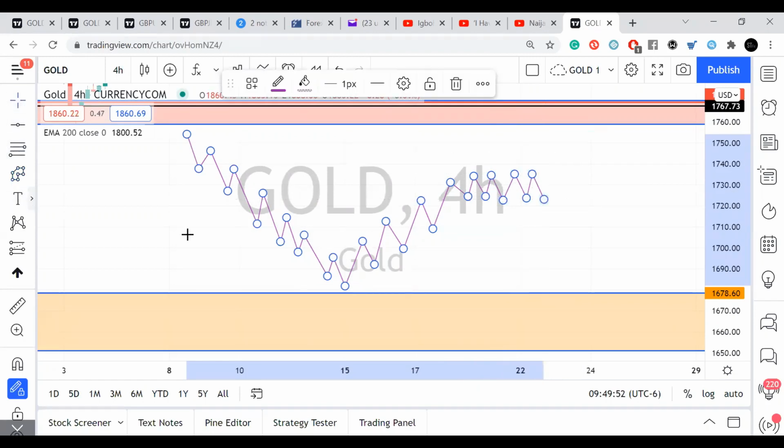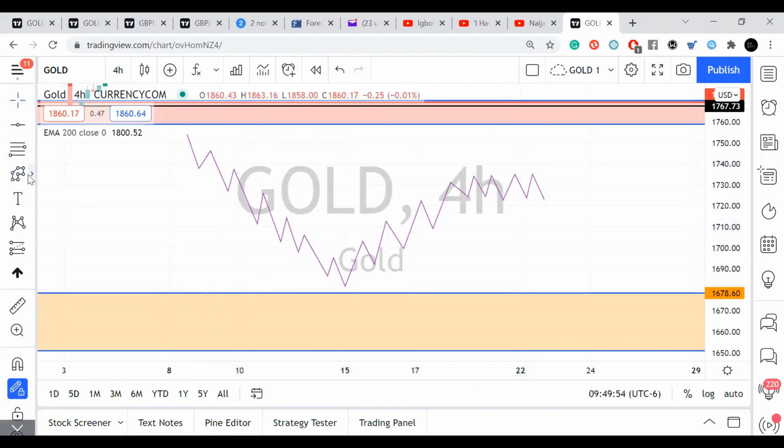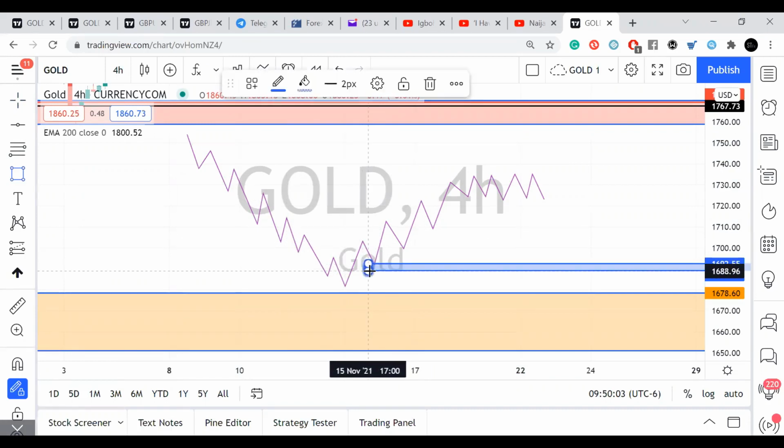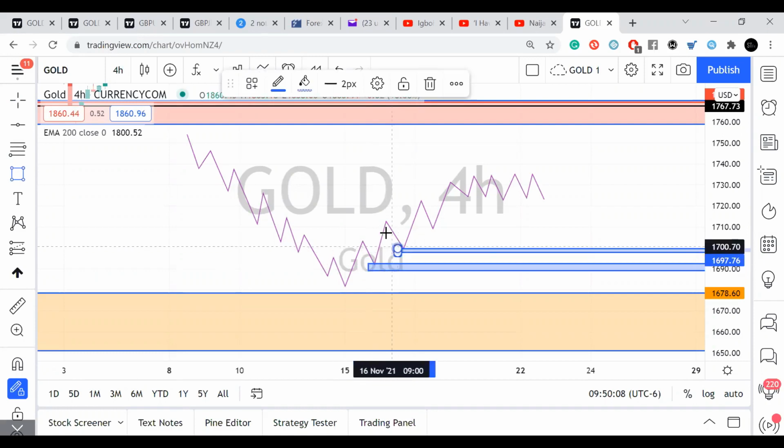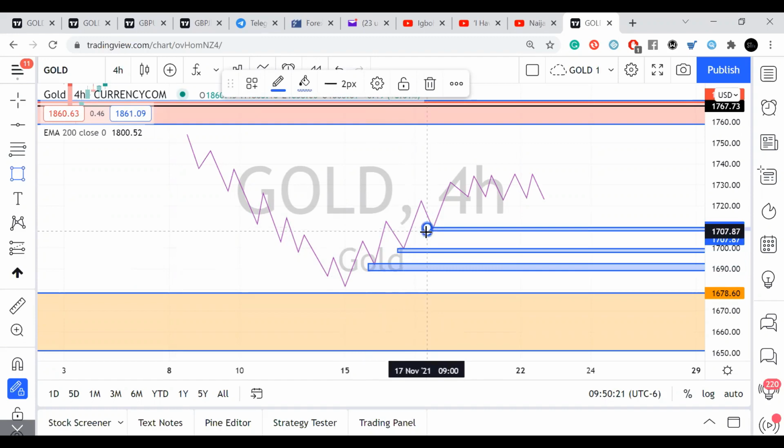Assuming this is a 4-hour chart now, on gold, from here to here, this is a structure. This is another structure. If the market ever breaks out of this structure, from here, the market already broke this structure. We are now in an uptrend. The market cannot break below here again. So the same thing, the same thing.